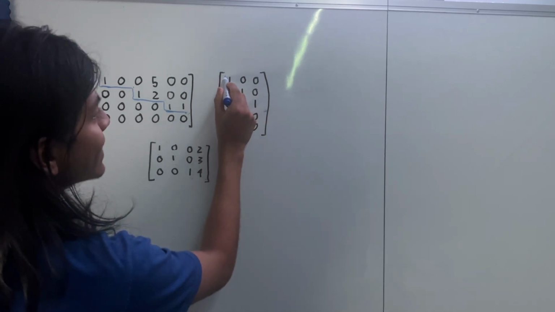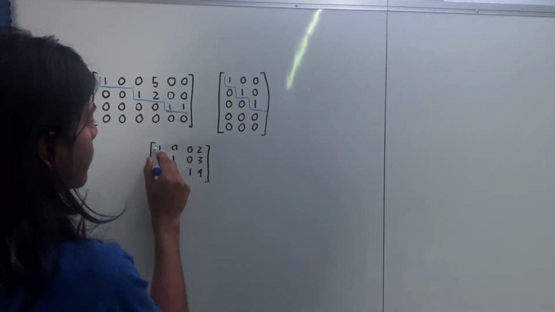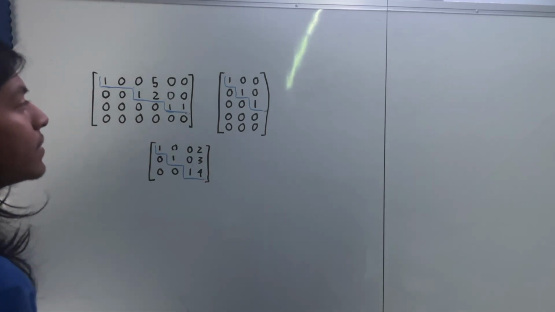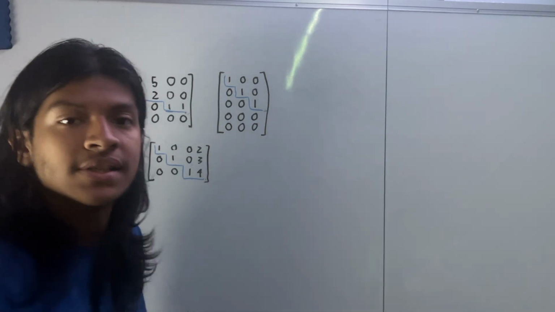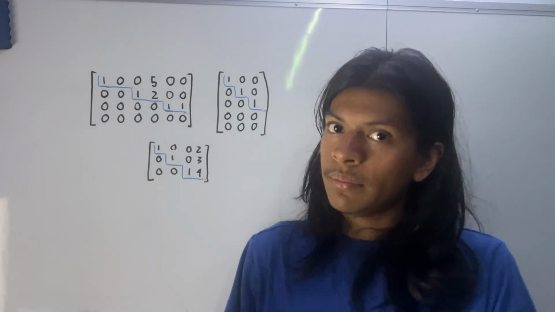So we always get this almost staircase pattern when trying to satisfy that condition. So those are the 4 things that make up a reduced row echelon form matrix.